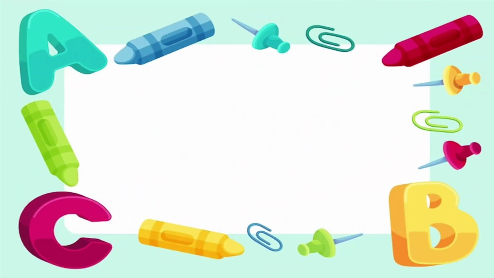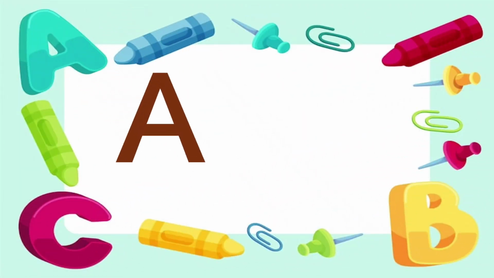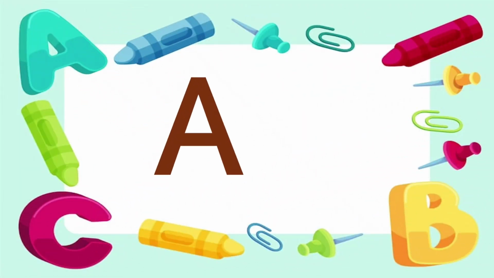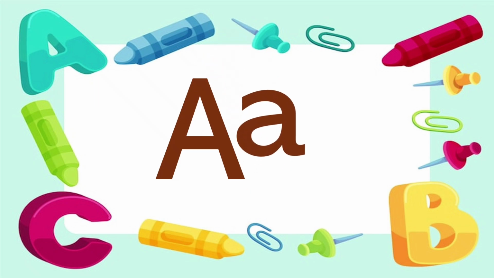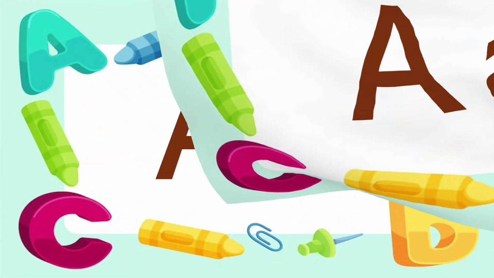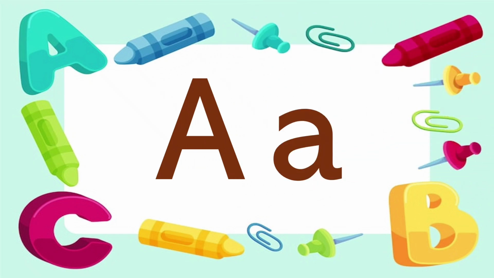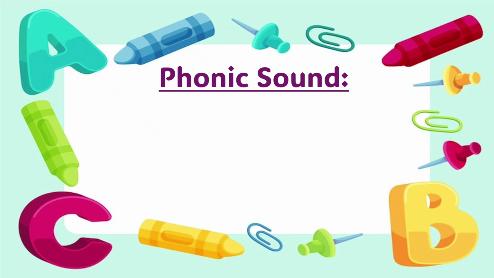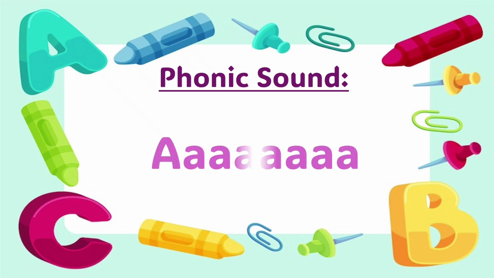Ooh, our first guest is here. Ooh, it's A. The first letter of English alphabets. This is capital A. And this is small a. The phonic sound is ah. Repeat after me. Ah.